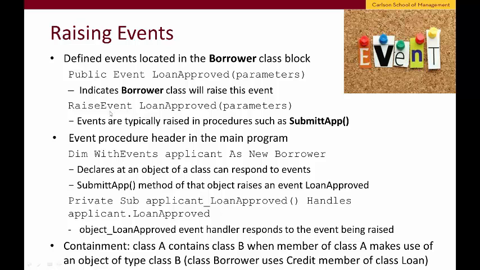The actual act of raising the event will occur in a SubmitApp method of the borrower class. Back at the top, in the main program, the applicant is going to be the name of the object that is declared as a new object of the borrower class. However, you will notice that in addition to the regular Dim applicant As New Borrower, we have this keyword WithEvents. This means that the applicant object is able to respond to the events raised against it, just like the command button raises the click event when pressed on by the mouse.